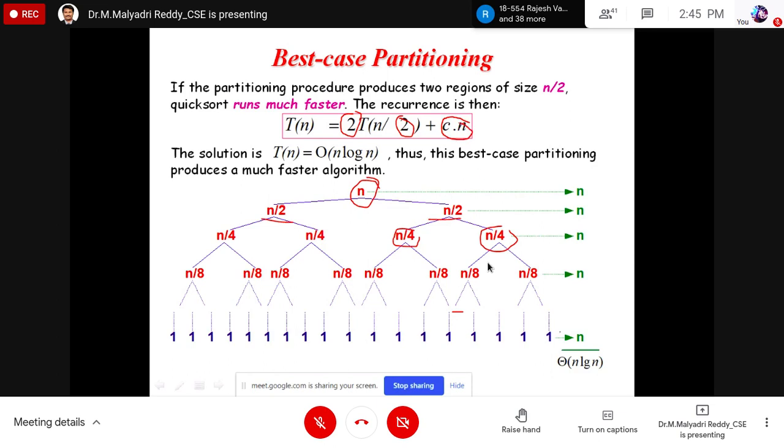By applying this, we get the time complexity n log n. Here log n is for the depth. At each level we have to perform n work, so n log n is the time complexity for the best case of partitioning. Compared to the worst case, the best case takes a very small number of units of time. It is the best case partitioning.